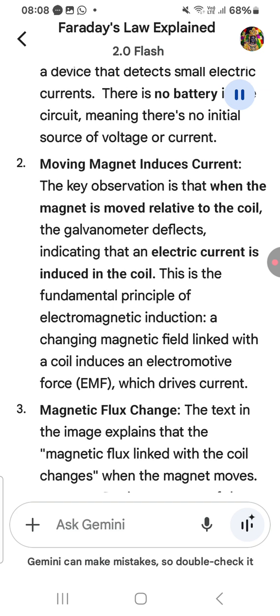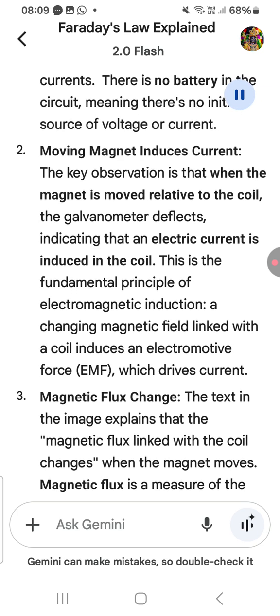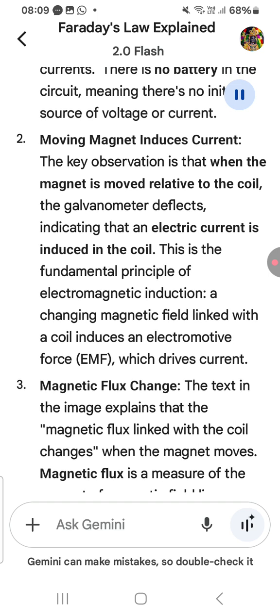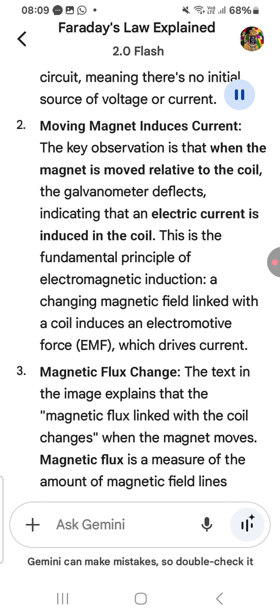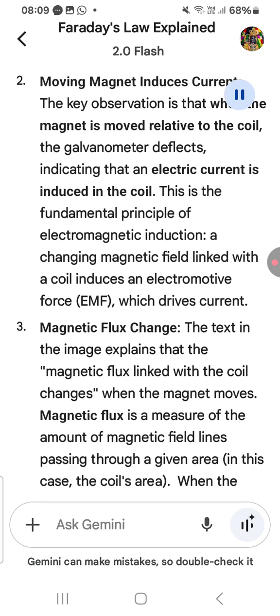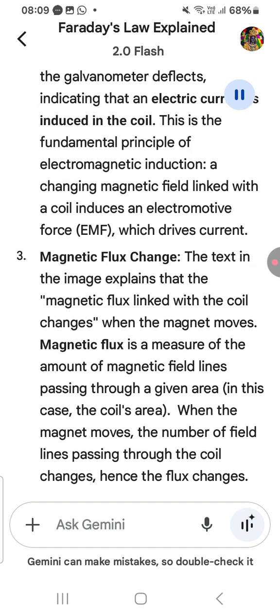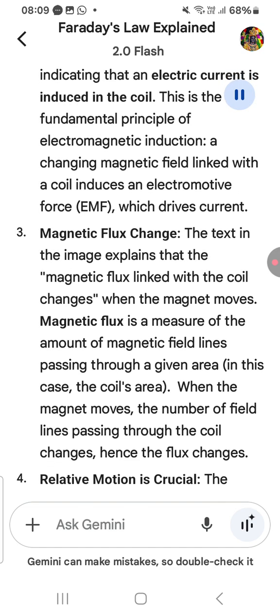3. Magnetic flux change. The text in the image explains that the magnetic flux linked with the coil changes when the magnet moves. Magnetic flux is a measure of the amount of magnetic field lines passing through a given area, in this case the coil's area. When the magnet moves, the number of field lines passing through the coil changes, hence the flux changes.